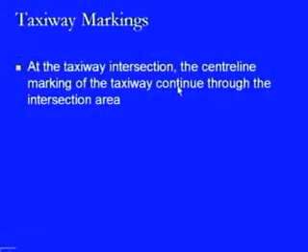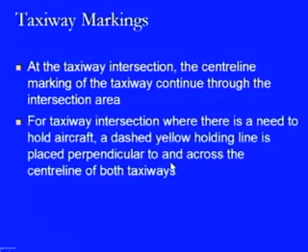At the taxiway intersection, the center line marking of the taxiway continues through the intersection area. So, if it is only a taxiway intersection, then they can cross each other. For a taxiway intersection where there is a need to hold the aircraft, a dashed yellow holding line is placed perpendicular to and across the center line of both taxiways. So, that particular line will define that the aircraft needs to be stopped at this position if required.